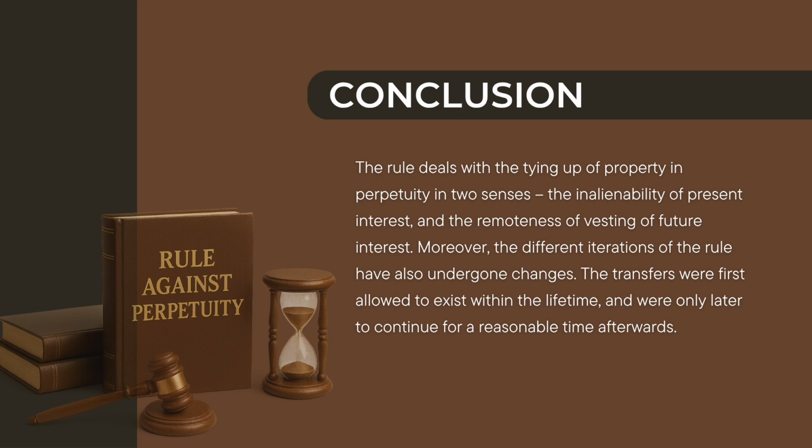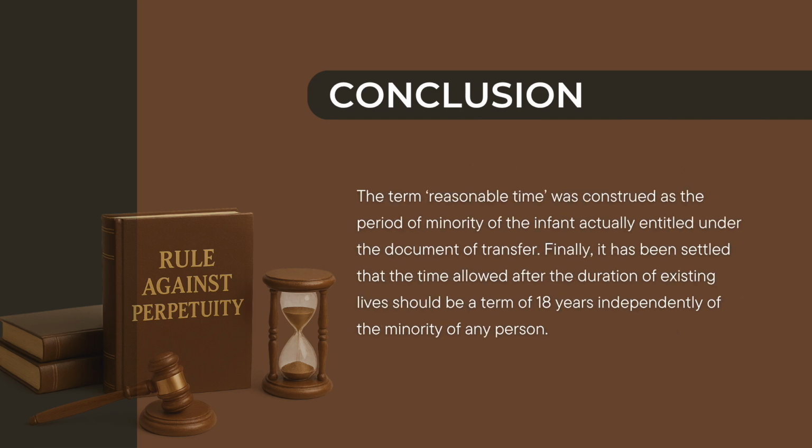The transfers were first allowed to exist within the lifetime and were only later to continue for a reasonable time afterwards. The term reasonable time was construed as a period of minority of the infant actually entitled under the document of transfer. Finally, it has been settled that the time allowed after the duration of existing lives should be a term of 18 years independently of the minority of any person.